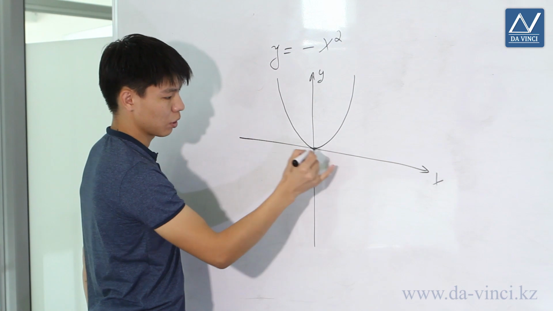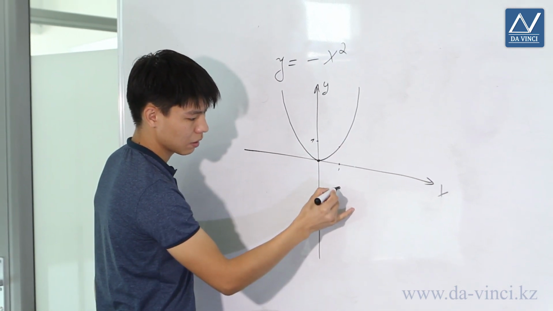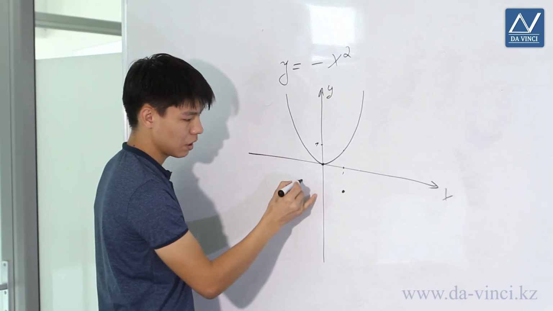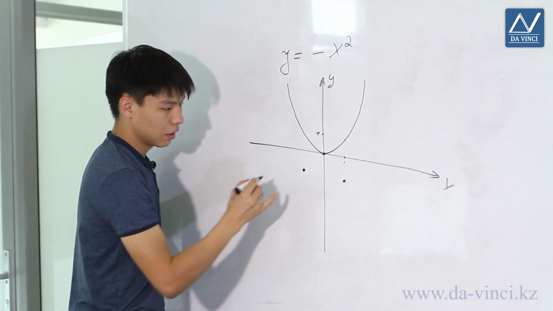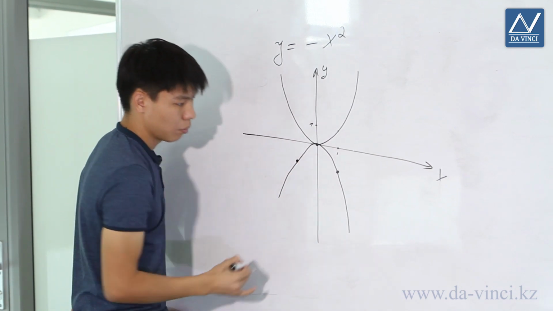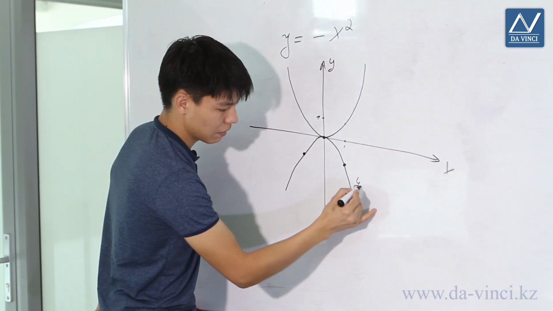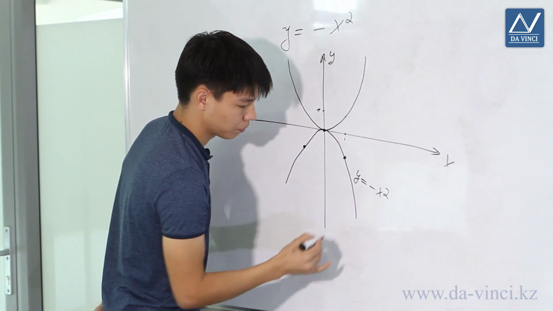Then the point with coordinates, let's say 1 and 1, will go down. The same will happen with the point minus 1, 1, and so on. Then if we connect it with a smooth line, we get a parabola with branches directed downwards. This is the graph of the function y is equal to minus x squared.